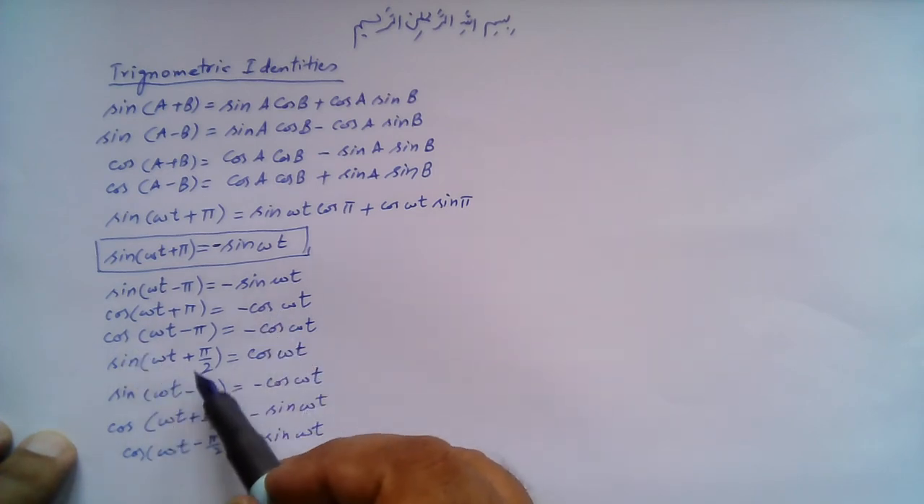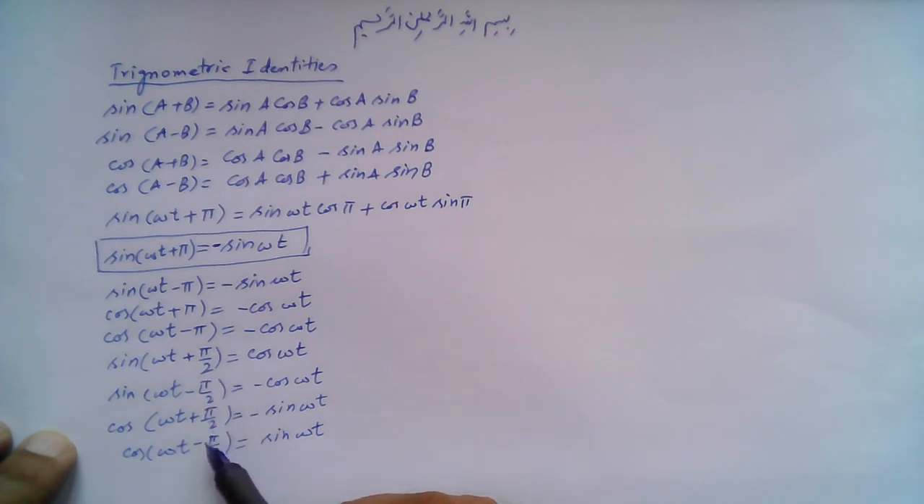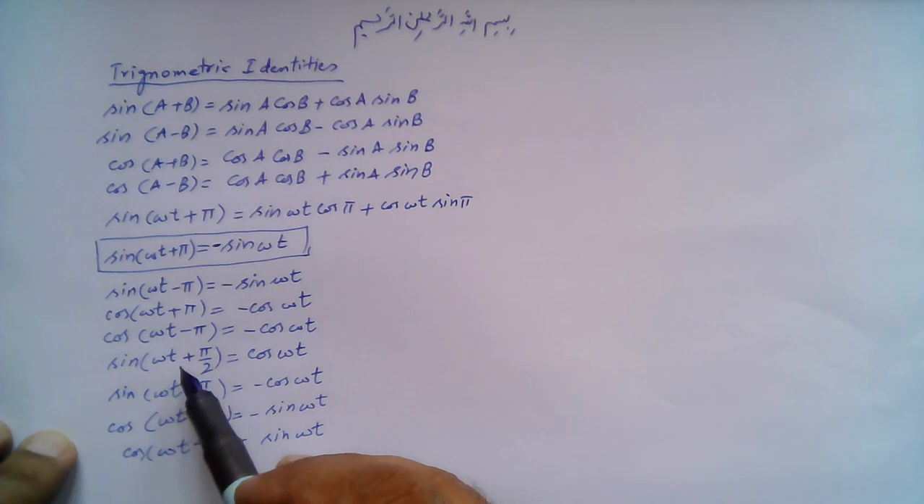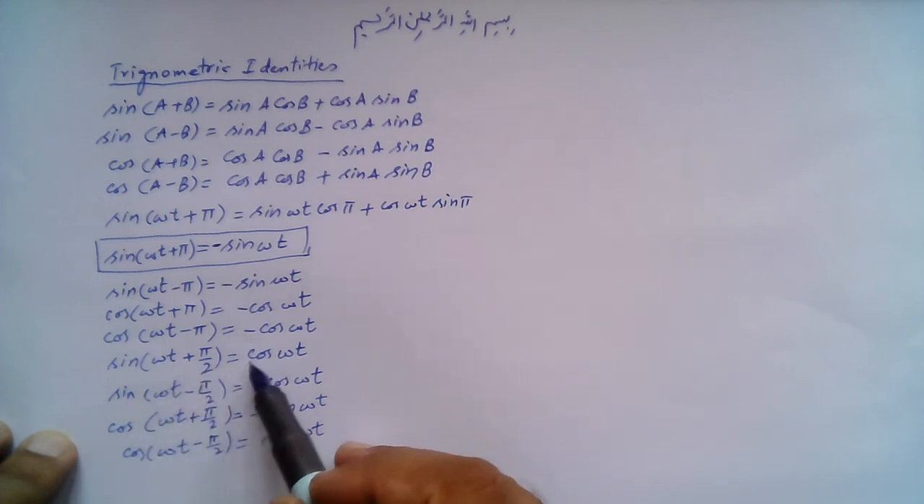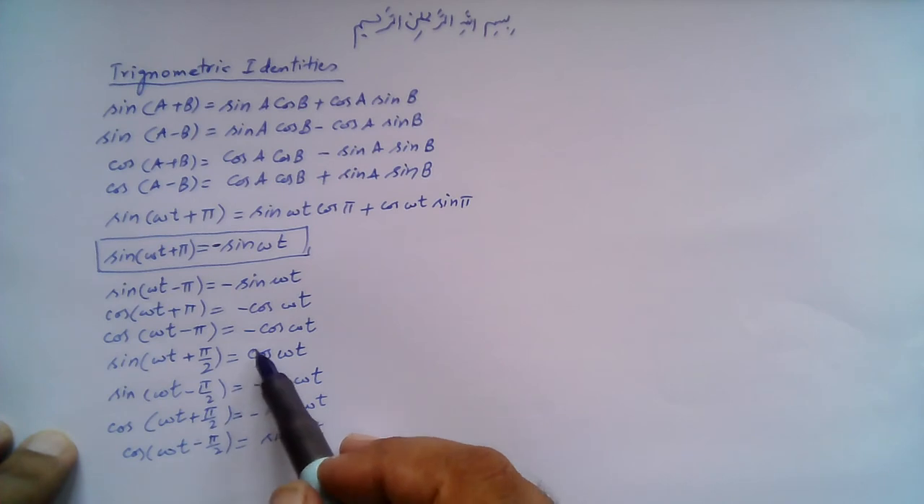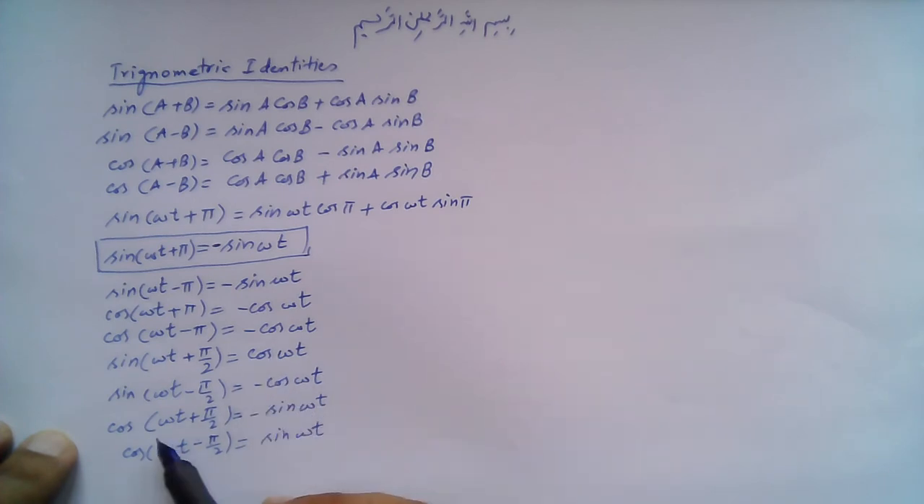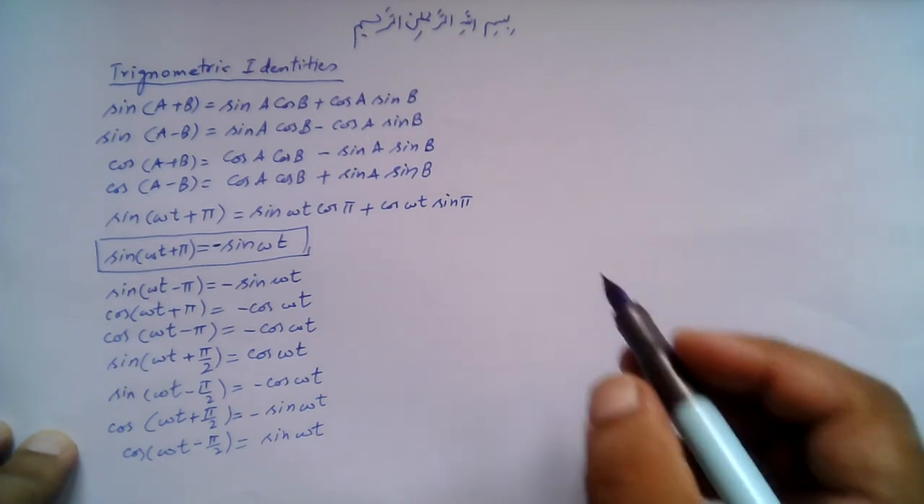In the case of addition or subtraction of pi by 2, in the case of sine, if the sign is positive here, we get a positive here. If it's negative here, we get a negative here, and we get a cosine function here. The opposite function, I mean. In the case of cosine also, we get the opposite function and the sign is opposite to that of the one here. Another way to actually memorize this is a graphical method.